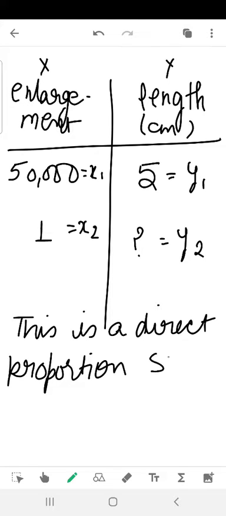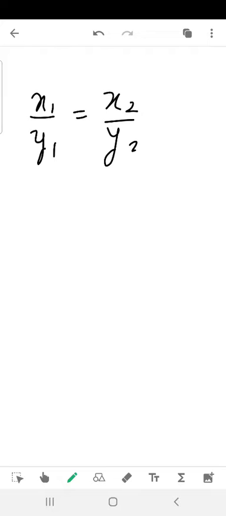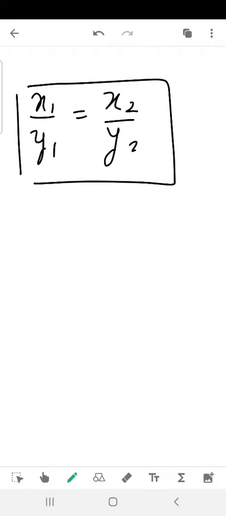And you know, in direct proportion, x upon y is always constant. You can write x upon y is equal to a constant, or you can write x1 upon y1 is equal to x2 upon y2. This is the formula we are talking about. So whenever you find a problem of direct proportion, always x1 upon y1 is equal to x2 upon y2.